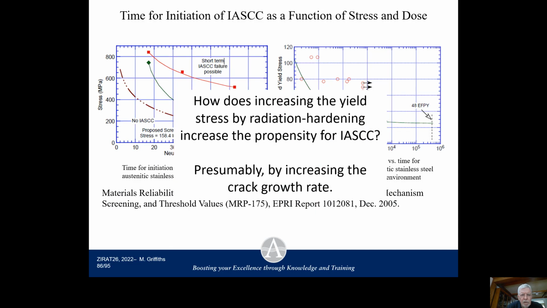Well, clearly for initiation, it is the potential role of hardening and increasing the propensity for SCC. So that's when you would observe it. It probably has more of an impact on the crack growth rate.